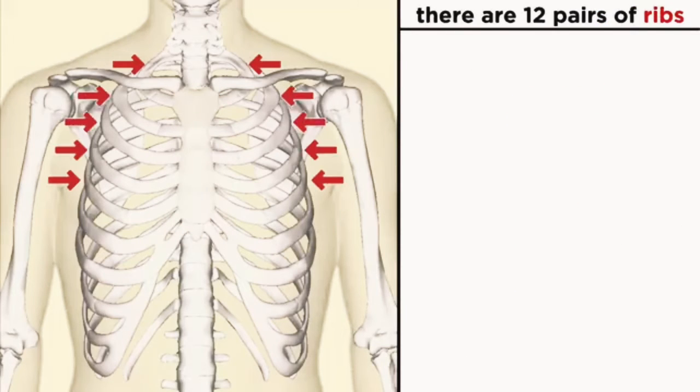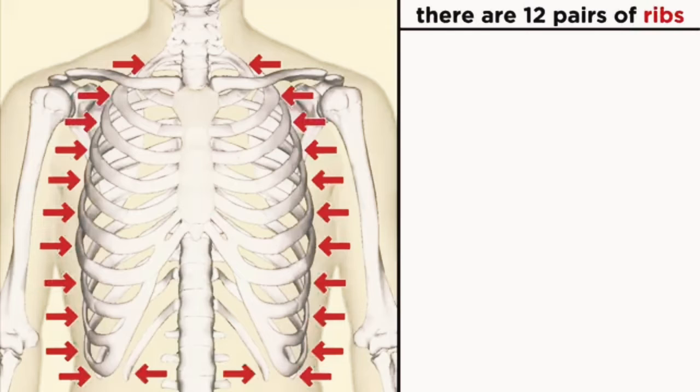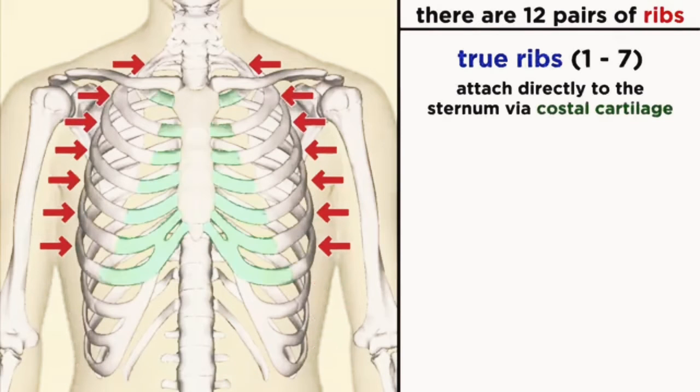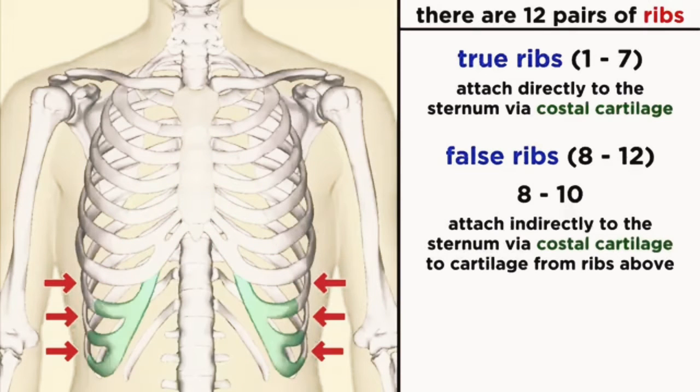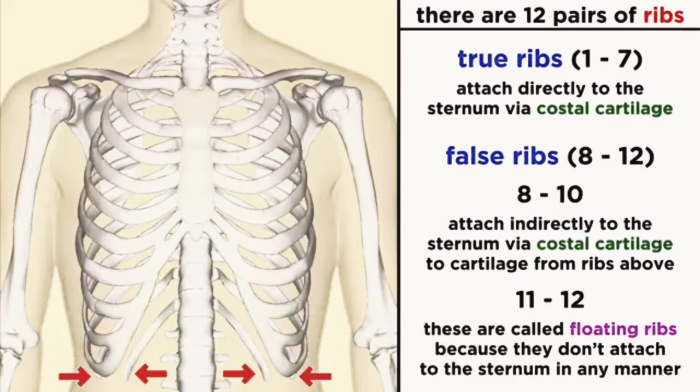Then there are 12 pairs of ribs that project from the vertebrae. The first 7 pairs attach directly to the sternum via sections of costal cartilage, and these are called true ribs. Then there are 5 pairs of false ribs, 3 of which attach to the sternum indirectly with costal cartilage joining the cartilage from ribs above, and then the last 2 are called floating ribs because they don't attach to the sternum at all.